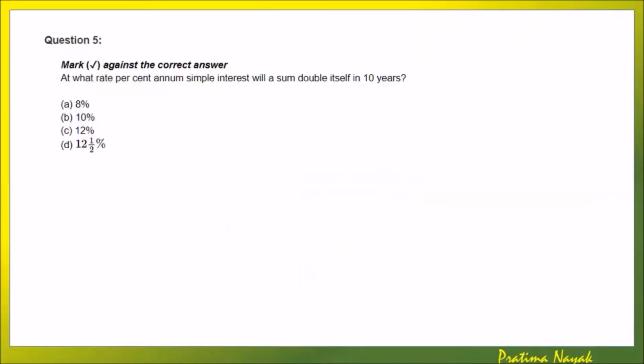Next is question number 5. At what rate percent per annum simple interest will a sum double itself in 10 years? That means a sum P will double itself. Double itself means the amount will become twice P in 10 years. So what is given? Principal is P, sum is P, amount is double of it, so 2 into P, time is 10 years, and you have to find your rate.